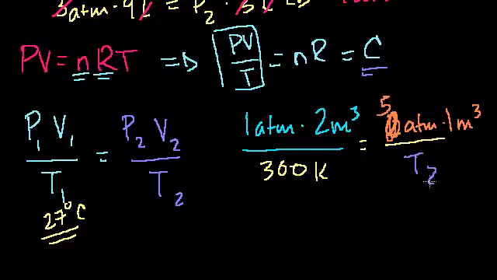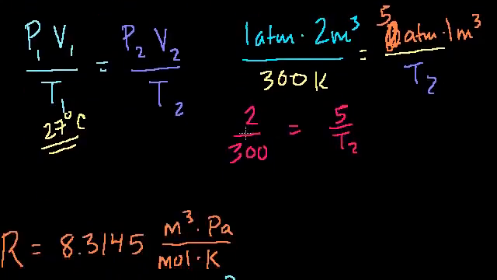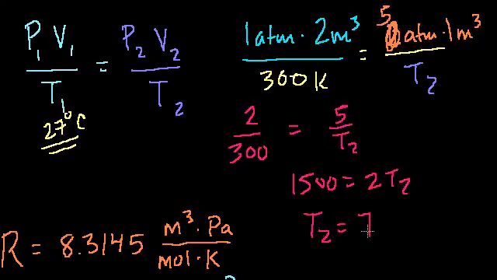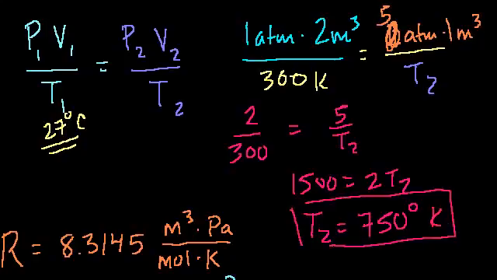We've set up our equation. So we have 2 over 300 atmosphere meters cubed per Kelvin is equal to 5 over T2, our new temperature. And then we have 1500 is equal to 2 T2. Divide both sides by 2. You have T2 is equal to 750 degrees Kelvin. Which makes sense, right?